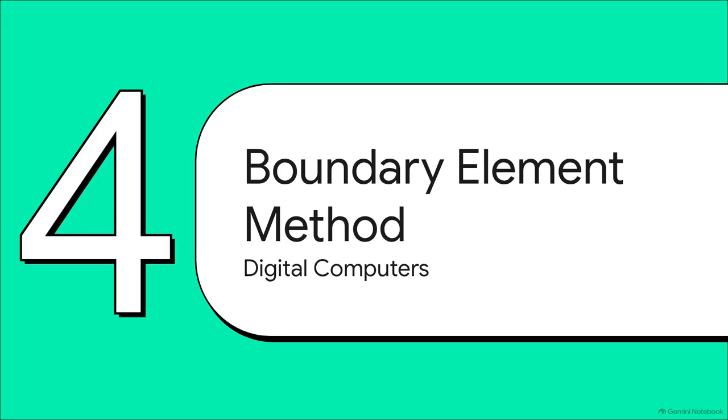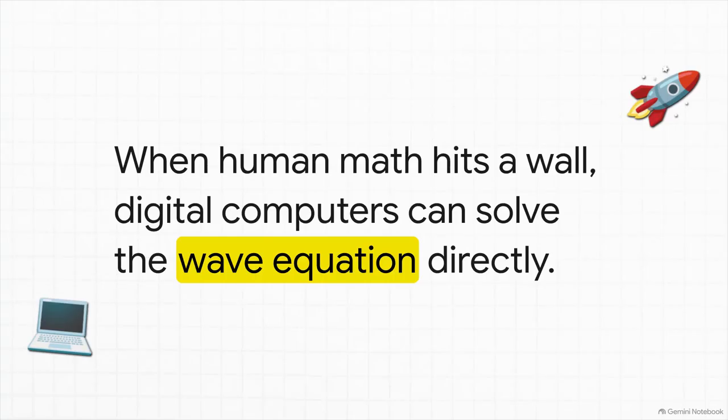Fast forward to the 1990s, and we hit Section 4, the boundary element method and the rise of digital computers. Because let's face it, when human math hits a wall, we bring in the machines. With the falling cost and the absolute explosion in processing speed, physicists could finally ditch the 1D simplifications for good. They could now tackle the actual 3D Helmholtz wave equation directly using powerful numerical methods.